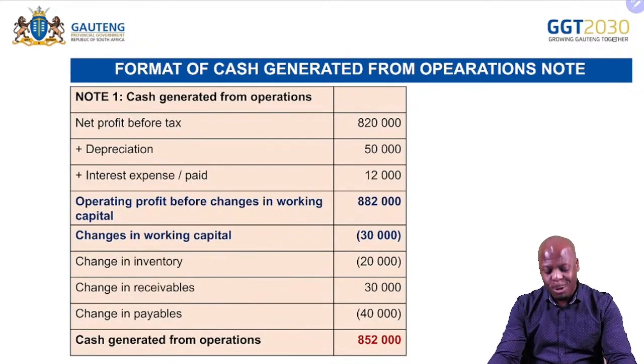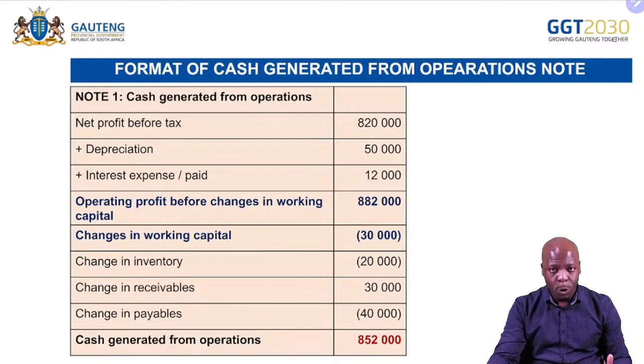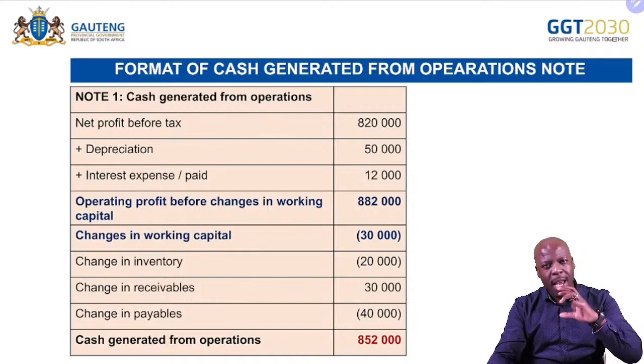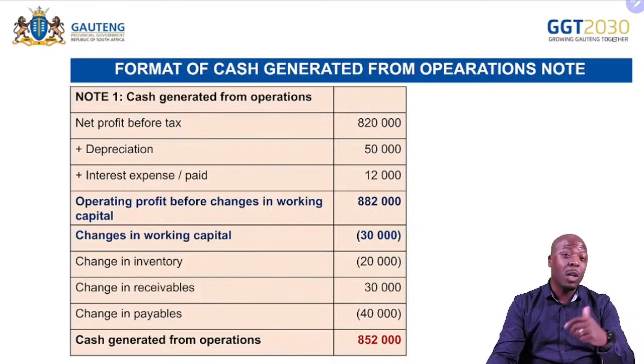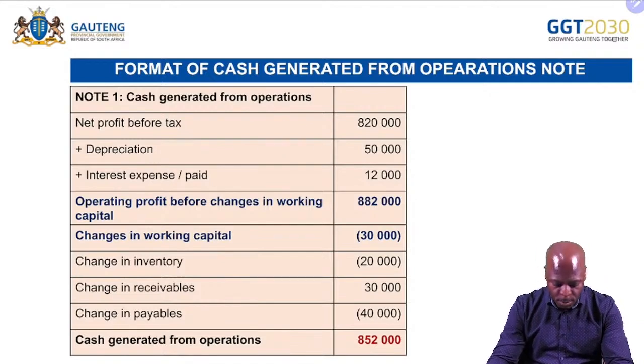All right. I want you to grab your calculator. Please keep your calculator close to you. This is a simple note, note number 1. Because remember, I told you that if we are to do a cash flow statement, we will need note number 1. So we are going to do our note number 1, which is cash generated from operations. The amount that we get from this note is what we then take to the construction of our cash flow statement. You're going to see in the next few minutes.